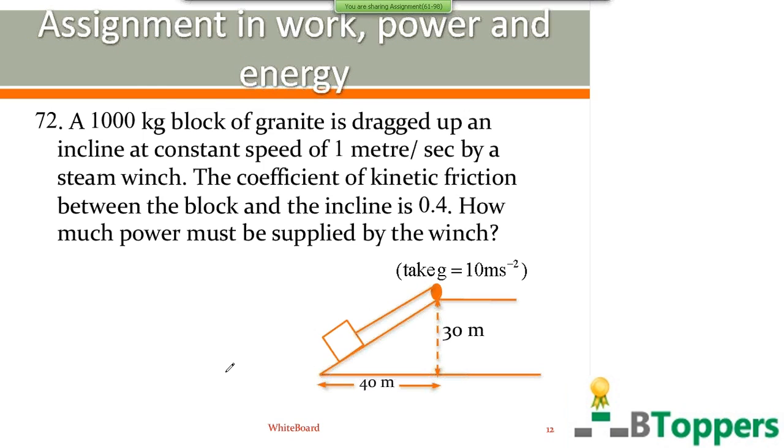So for the question number 71, the third option is the answer. See the question number 72. A 1000 kg block of granite is dragged up an incline at a constant speed of 1 meter per second by a steam winch. The coefficient of kinetic friction between the block and the incline is 0.4. How much power must be supplied by the winch?